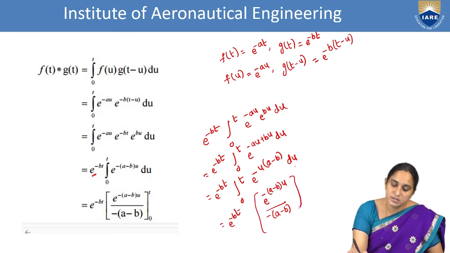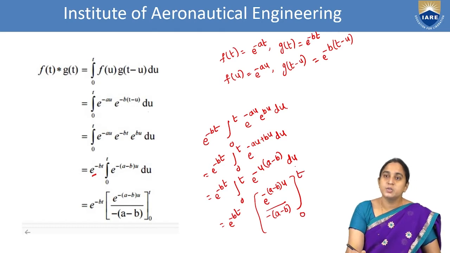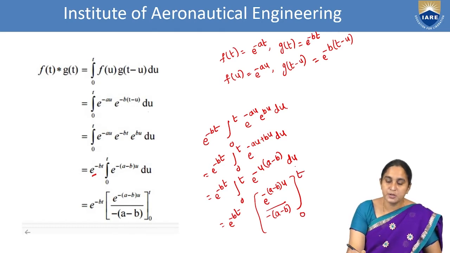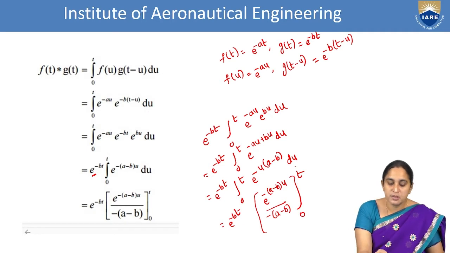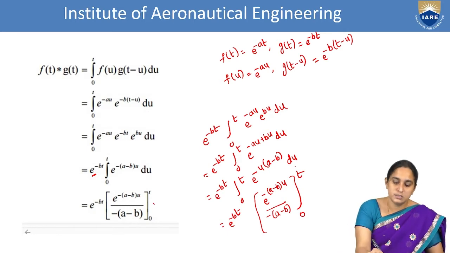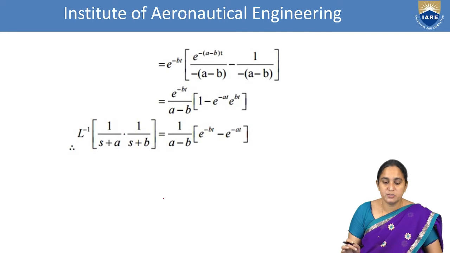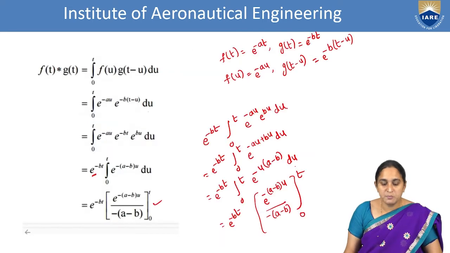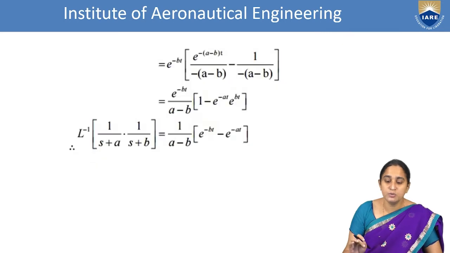Therefore, what are the limits after the integration here? Just substitute, the limit points are 0 to t. Okay, therefore, e power minus bt into e power minus of a minus b into u by minus a minus b, limit points are 0 to t. Now, substitute the limit points for the next step. What is the upper limit for the t here? U limits are 0 to t.